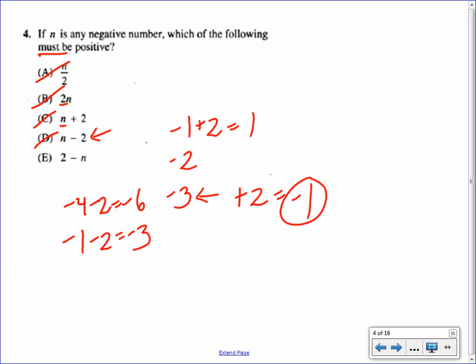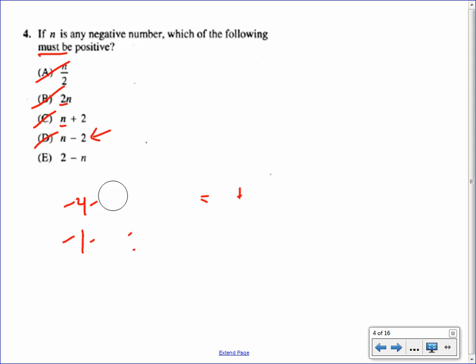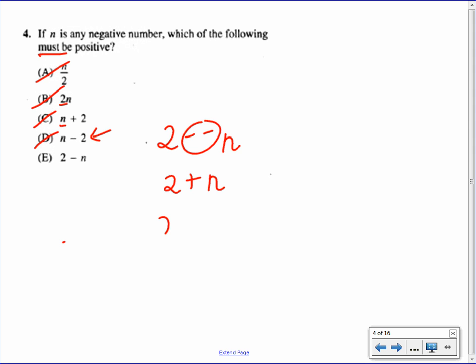So E, we know E is the answer, but let's also just carry it out and make sure. Okay, so 2 minus a negative number. Remember, minus a negative number means plus that number. So this converts to plus. So we'd have 2 minus -1, for example. That would be 2 plus 1, which is 3. No matter what the value of n is, since it is negative and it's being subtracted from 2, it's going to become positive. So your ultimate answer will be positive always. So E must be true.